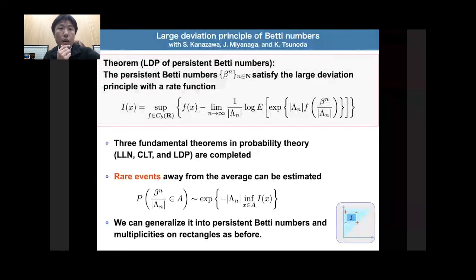And as a final remark, we can also generalize this result into persistent Betti numbers and also multiplicities on rectangular regions in delta as before.